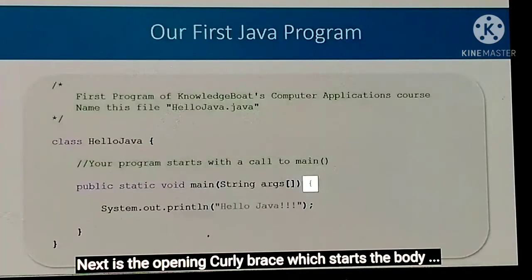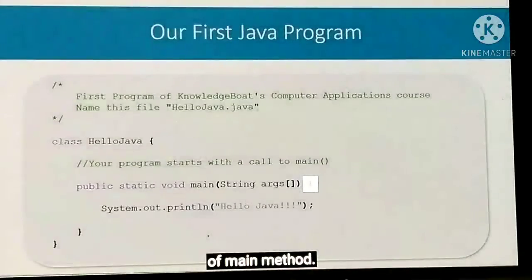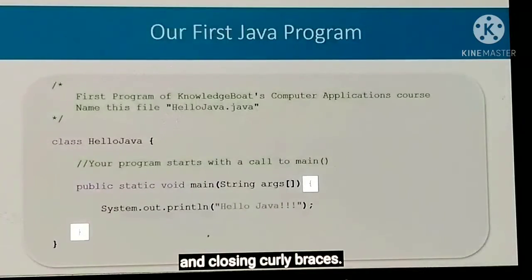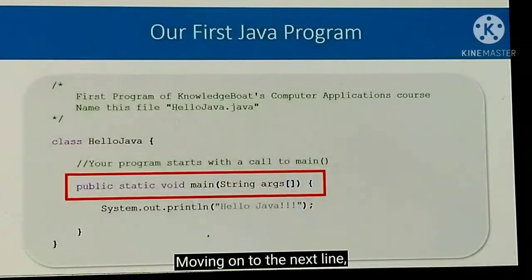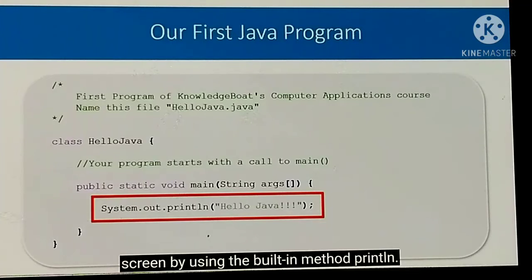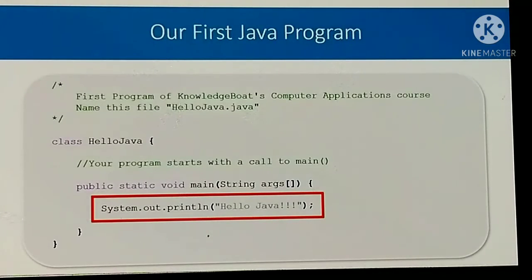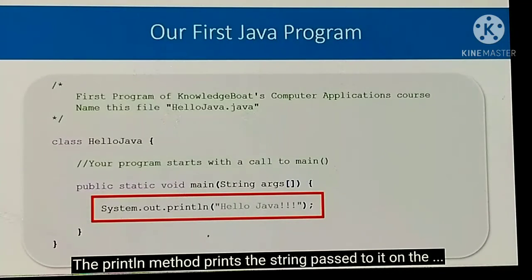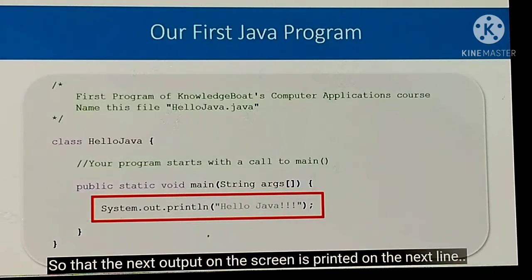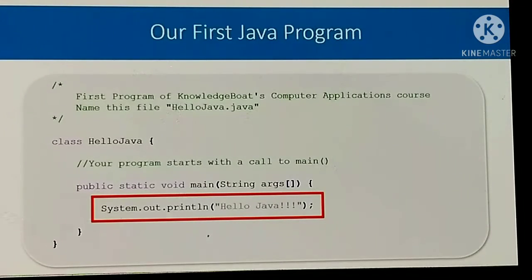Next is the opening curly brace, which starts the body of the main method. All code of the method is enclosed within its opening and closing curly braces. Moving to the next line, it prints Hello Java with an exclamation mark on the screen by using the built-in method println. The println method prints the string passed to it on the screen followed by a new line, so that the next output on the screen is printed on the next line.